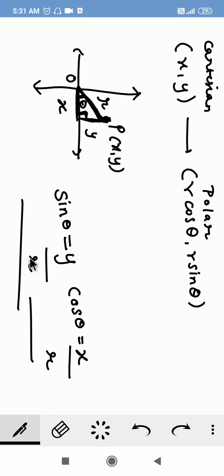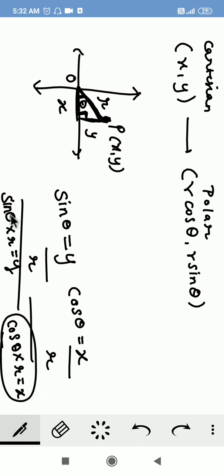If we take this denominator to the other side of the equal to, it will be in the numerator. So it will be like this: sine theta into r is equal to y, and cos theta into r is equal to x. So you got x is equal to r cos theta, and y is equal to r sin theta.